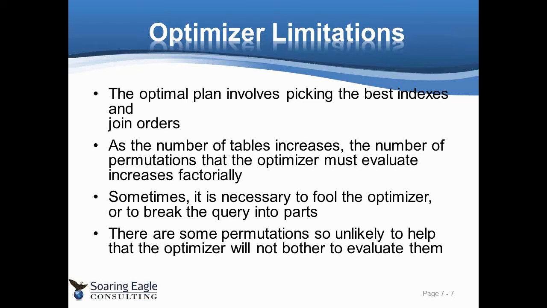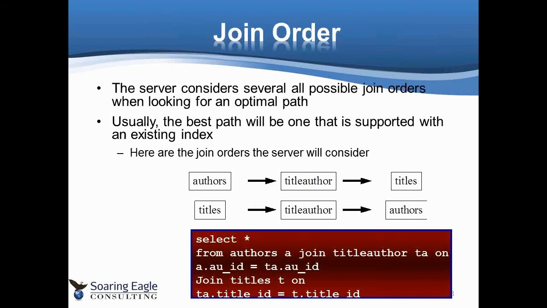Note that some permutations are so unlikely that the optimizer is not going to evaluate them. For example, a Cartesian product followed by a filter is not likely to bring things back any faster, and as a result, the server won't bother.